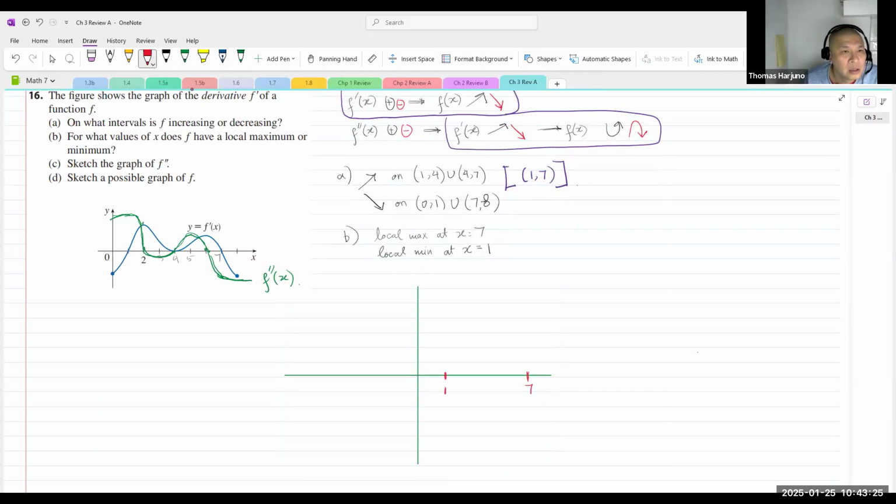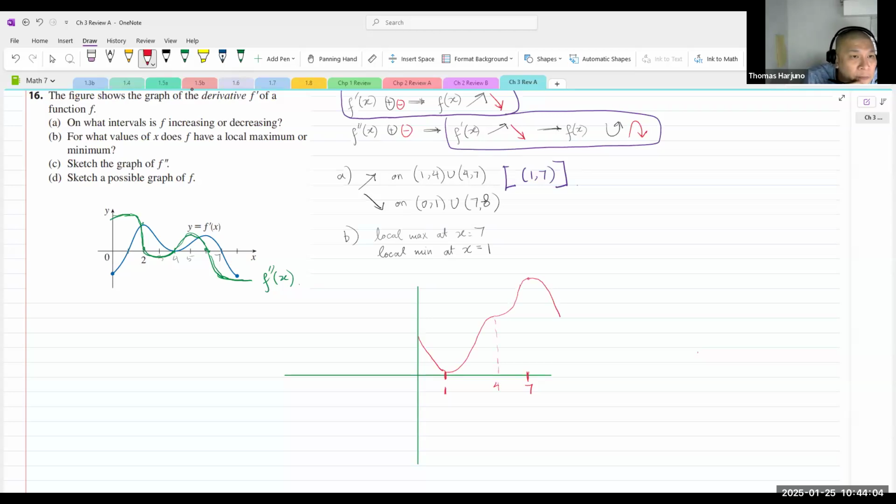And then the slope between 0 to 1 is negative. Okay, and then from 1 to 4 is positive. It reaches 0 at 4 and then becomes positive again. At 7, the slope becomes 0, and then from there, the slope is negative. Now I need to pay attention to the concavity.